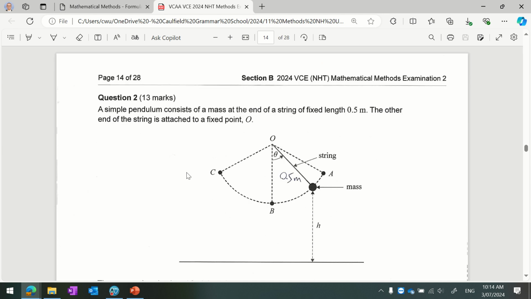Okay, we have a pendulum here, a mass at the end of a string, a piece of string. The string is 0.5 meters. Point O here is attached to a fixed point. So this is a fixed point. It doesn't move, and the mass is allowed to move. It swings back and forth, left to right, right to left.